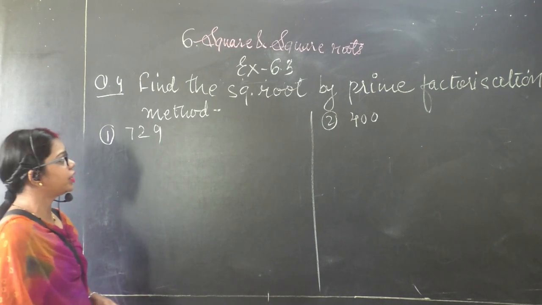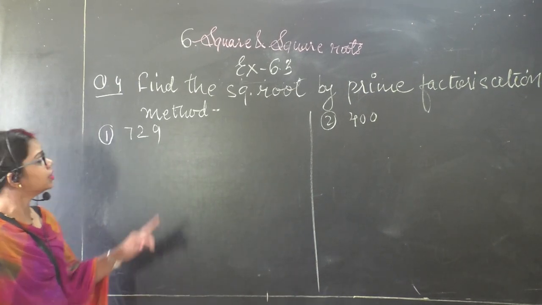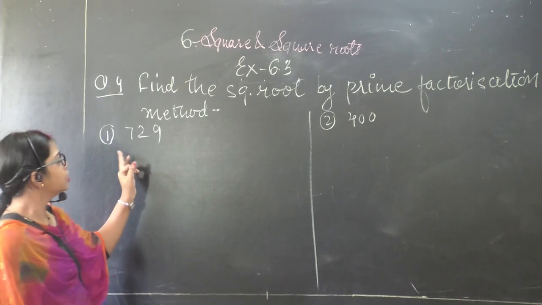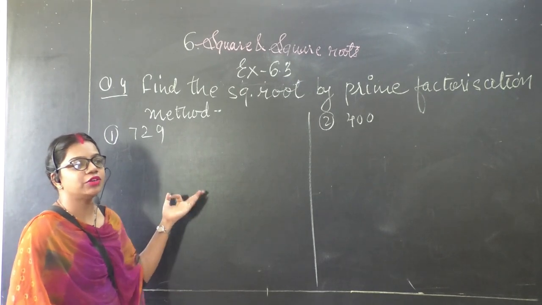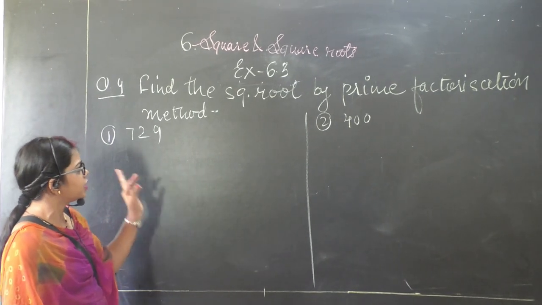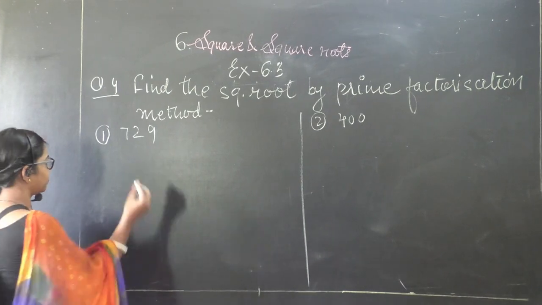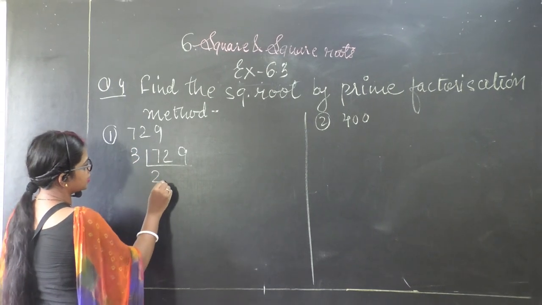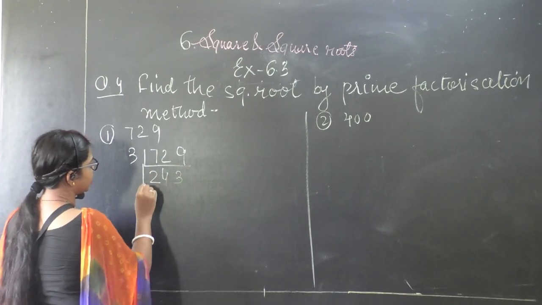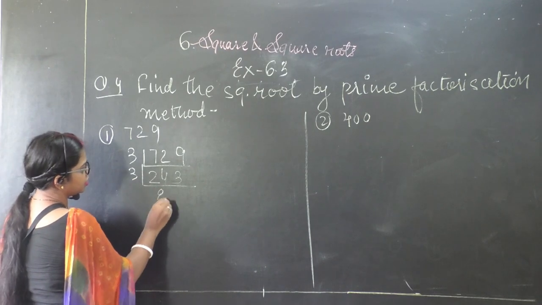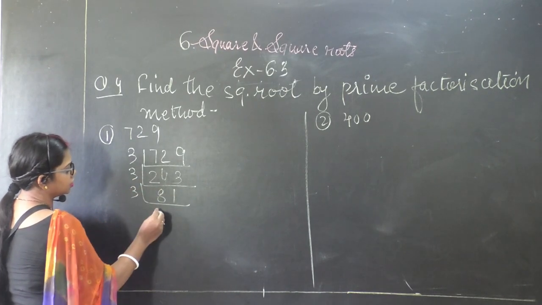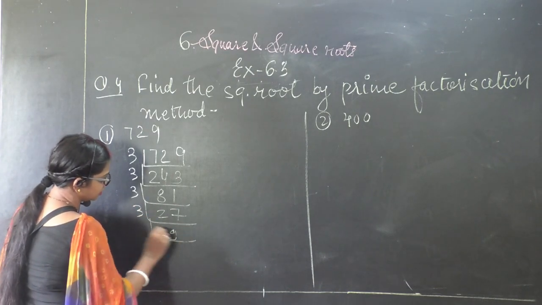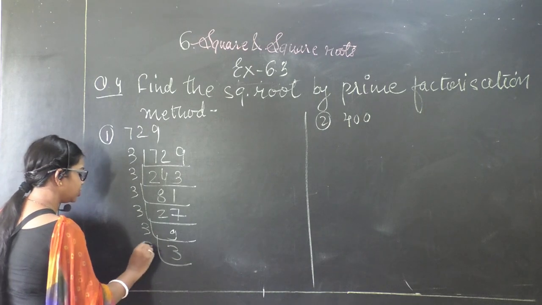In this question you have to find the square root by the prime factorization method. This method is very easy. You just need to prime factorize the number, find the factors, make pairs of the factors, and you will get the square root. So let's start. This is 729. 3 sixes are 18, 3 fours are 12, 3 threes are 9, 3 eights are 24.